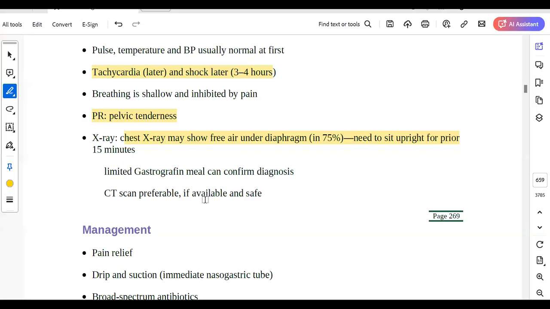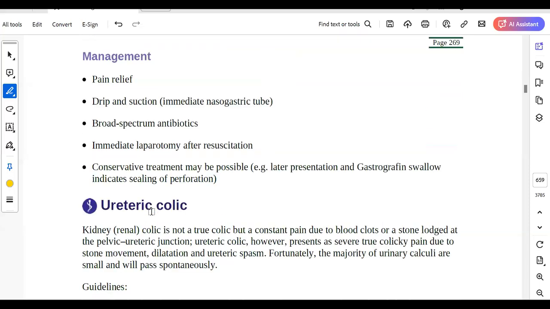So when you get that finding, it is enough to confirm the diagnosis. But if still you are not sure, you can do a CT scan, which is more preferable, or gastrografin study. Again, CT is more preferable and it is more available. So usually after X-ray, if you want to confirm it, you do a CT. Management: nothing per mouth. Pain relief is very important. IV fluid, NG tube insertion, broad spectrum antibiotic, and immediate laparotomy.